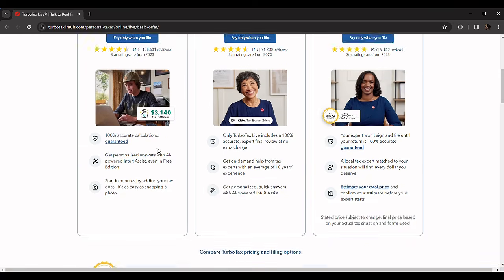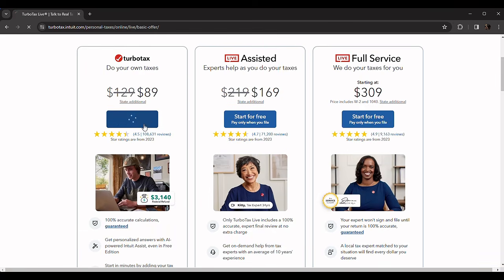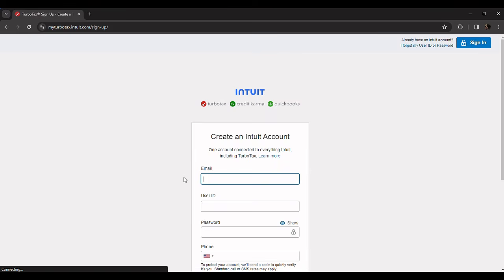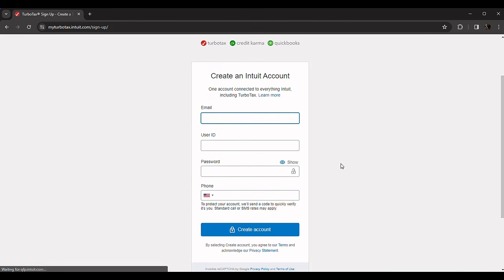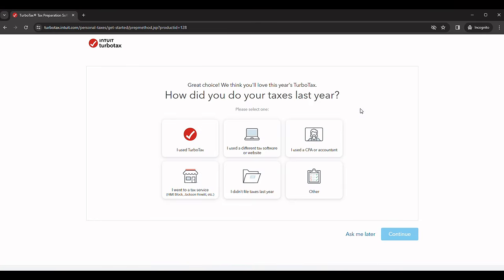Okay, so we're going to start for free. Let's click on this. And you're going to have to sign up for an account. So if you don't have one, then create an account, please. It's very simple. It's like creating and signing up for an email account. It's no different from that. It's very straightforward.